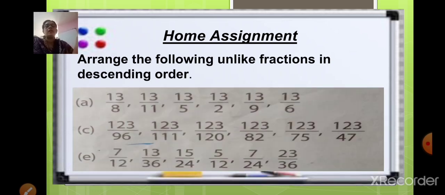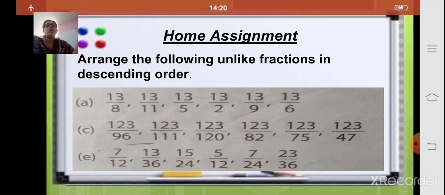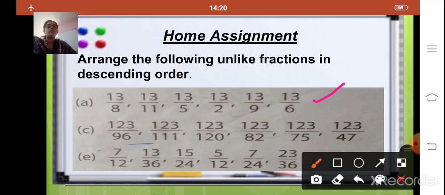In the first one, the numerators are same, so you will compare only the denominators. Among the denominators, the smaller the denominator, the larger the fraction, and the bigger the denominator, the smaller the fraction. Same way in the second one also the numerators are same, so you will just compare only the denominators.